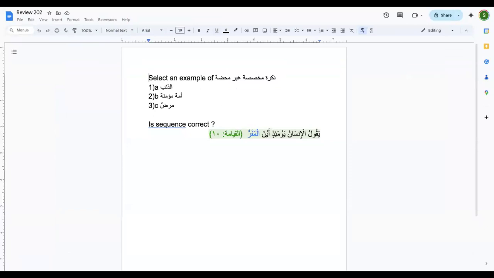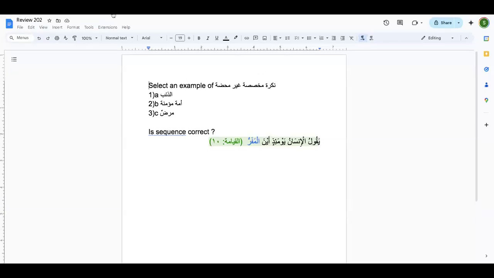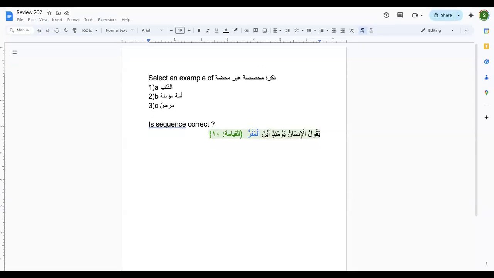Select an example of nakira, mukhassasa, or ghair mahza. Among the three options that are on your screen, which one is nakira mukhassasa? What do you think? Azib, umatam mu'minatun, marad. What do you think? Okay, it is number 2. Barakallahu fiki. It is number 2. Very well done. So let's look at the next question.